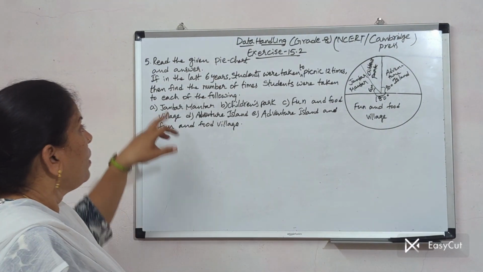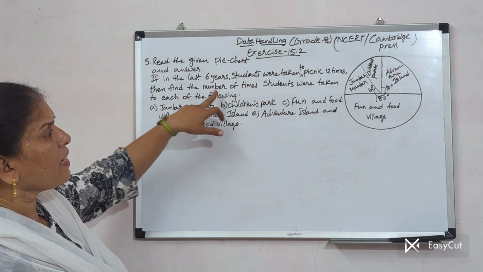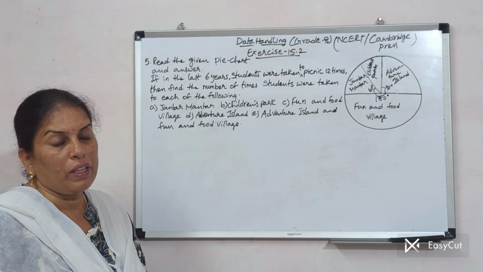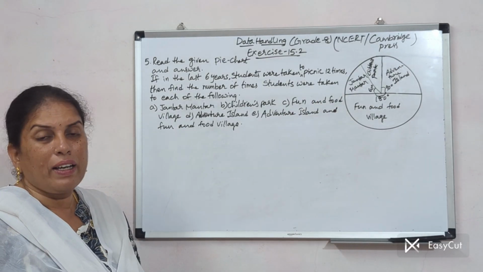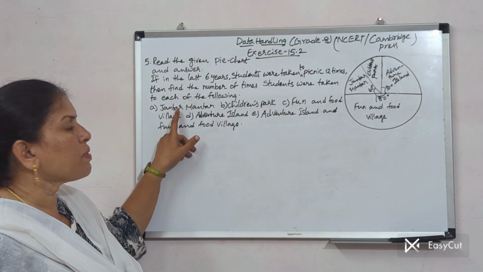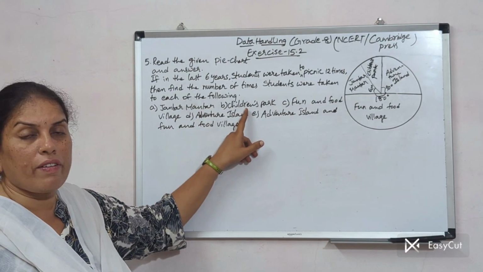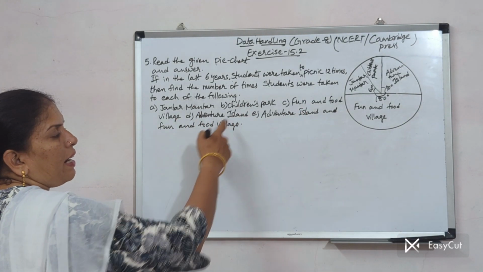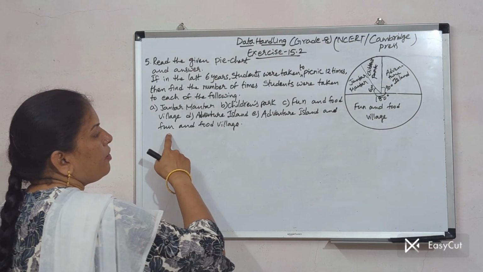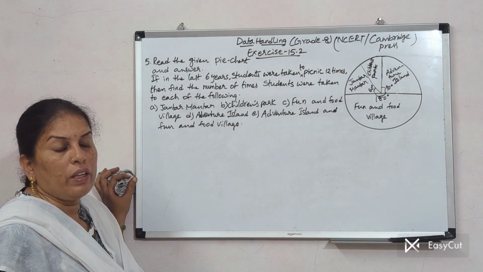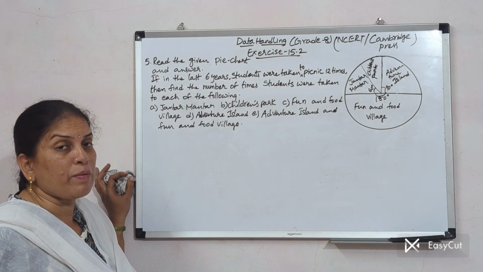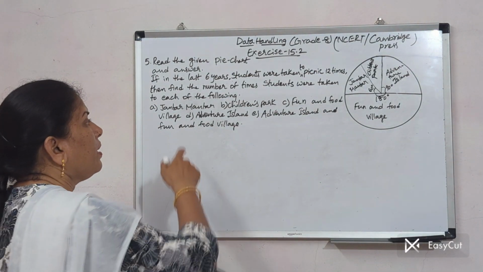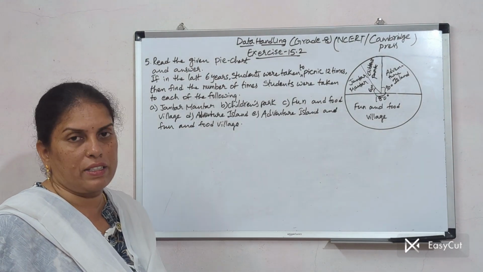Now find the number of times students were taken to each of the following. Totally they went 12 times. In these 12 times, how many times did they go to Jantar Mantar, Children's Park, Fun and Food Village, Adventure Island? They asked you to find out how many times.